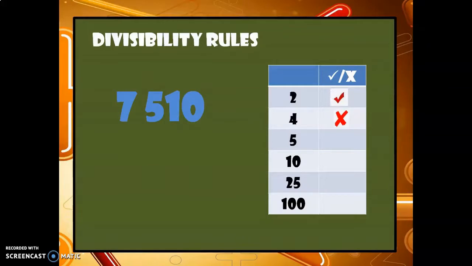What about divisible by 5? Okay, so it isn't. It's not divisible by 5. What about divisible by 10? Yes, it is. Okay, very good. What about divisible by 25? It is not divisible by 25, based on the rules I gave to you. Okay, what about divisible by 100? So it is not. It's not divisible by 100.